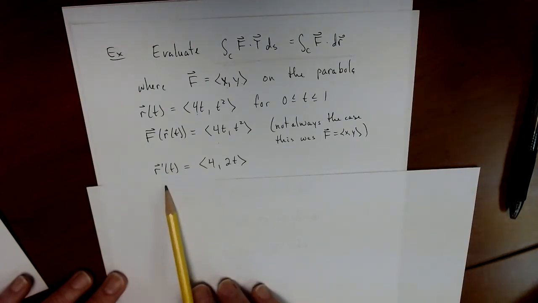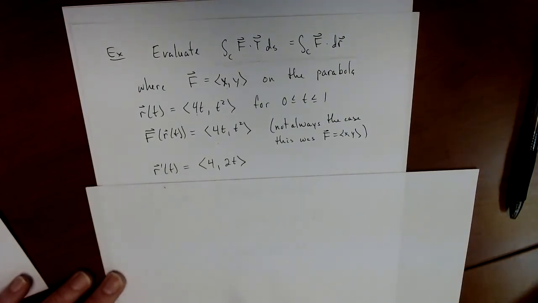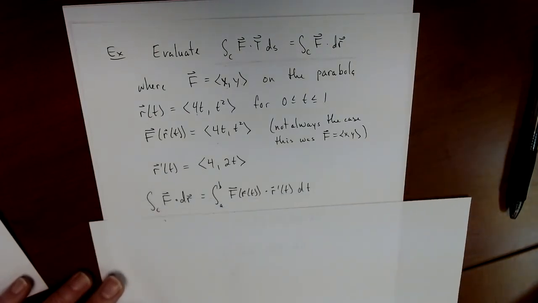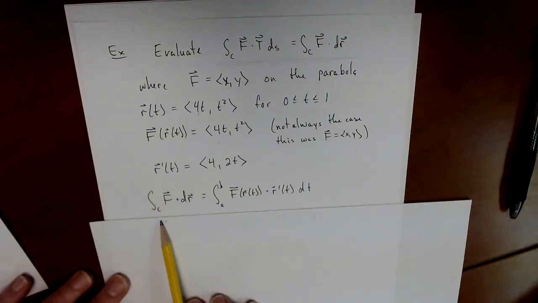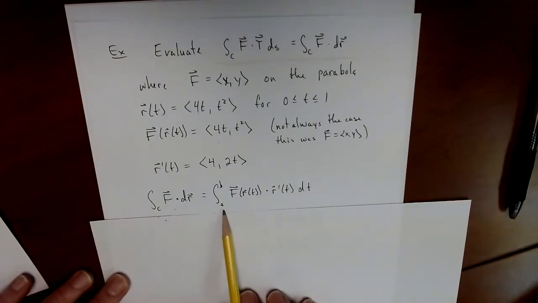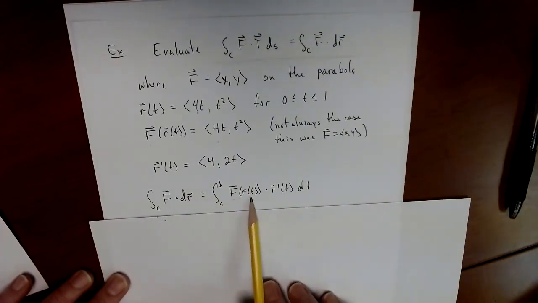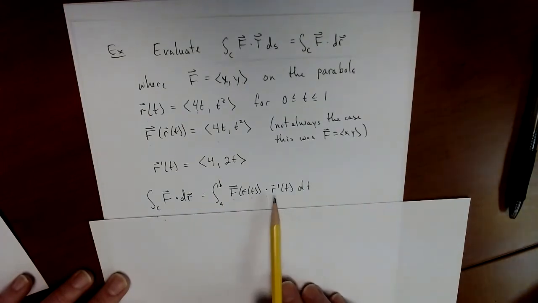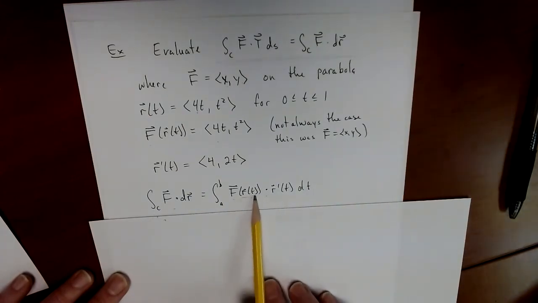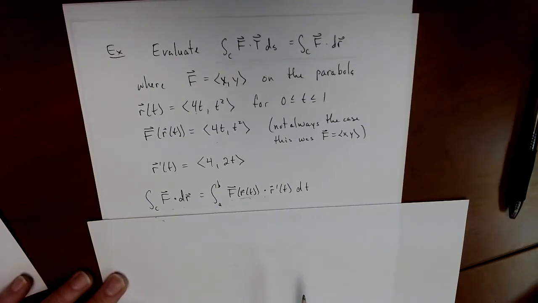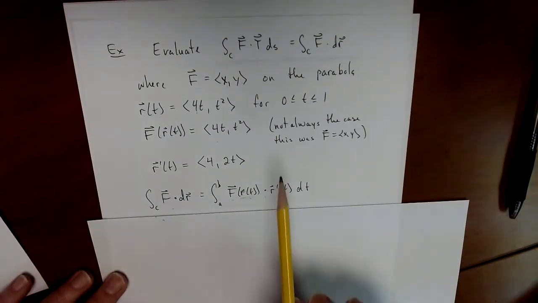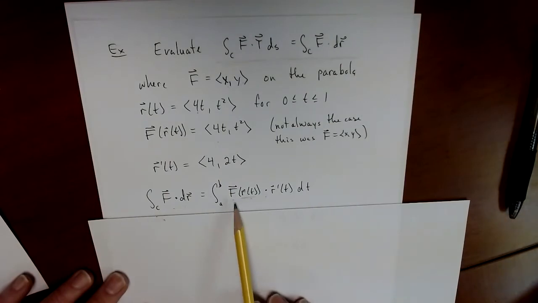The other thing I'm going to need is r prime of t. So, quick derivative. The formula says the integral over C of f dot dr is the integral as t goes from a to b of f with r of t plugged in, dotted with r prime of t. Now, I didn't emphasize that on the last page, and I only emphasize it here because that's how I wrote it up there. But yes, we do want this in terms of t.